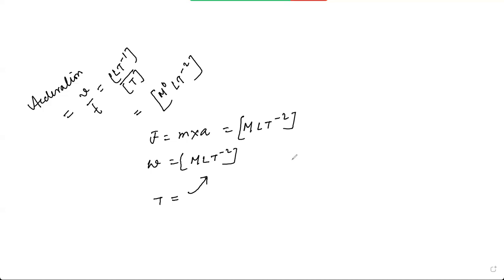Dimensional formula of force constant. It is force per unit extension. That is M L^0 T^-2.